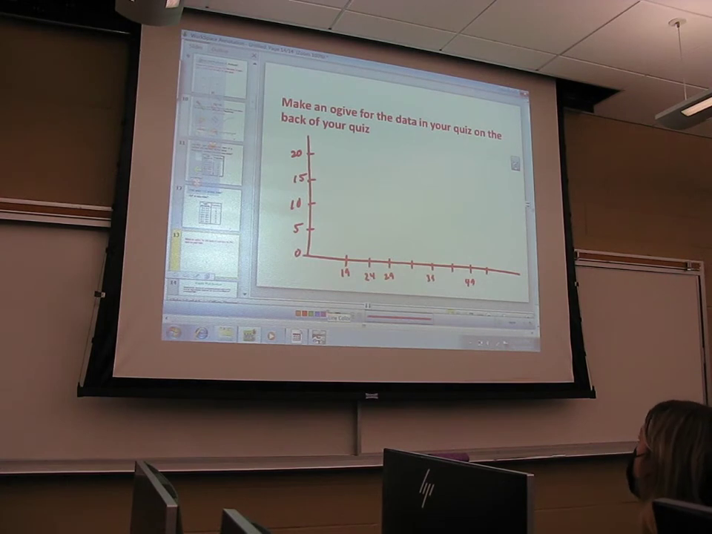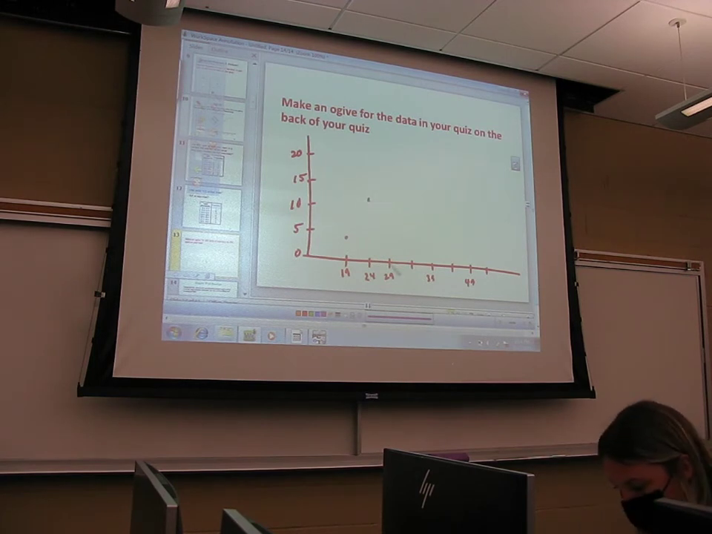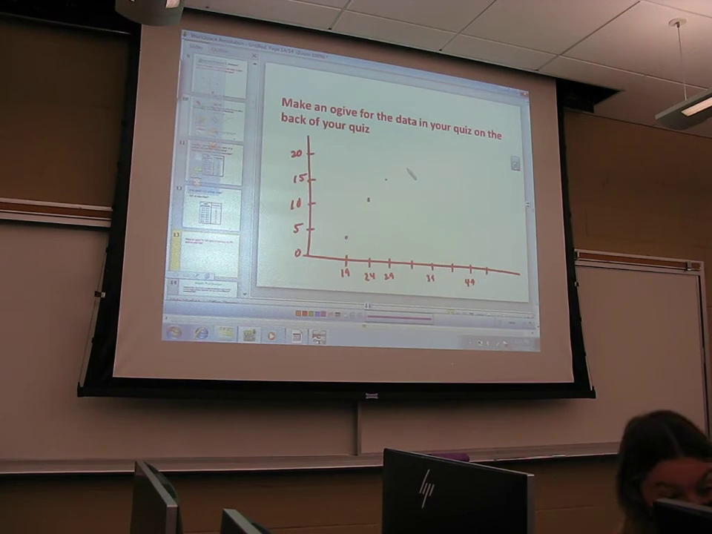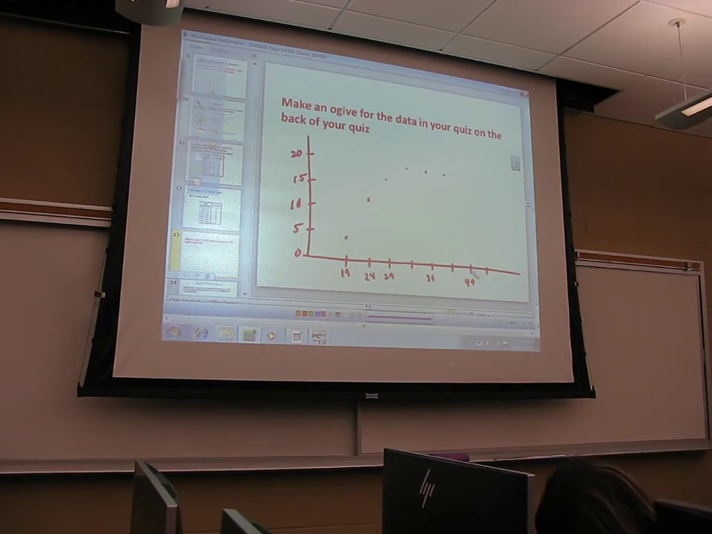All right, so this is what you guys have so far, hopefully. We know that 4 people were age 19 or less. What's the next cumulative frequency? 11. 11 people were age 24 or less. And then 29 or less? 16. How about 34 or less? 19. And then it stays there for a little bit. And then 40, for age 49 or less?